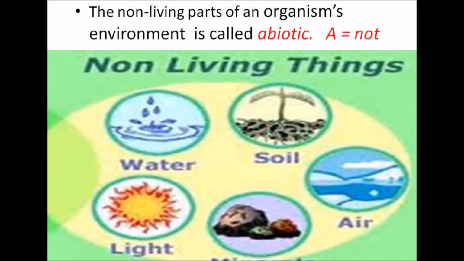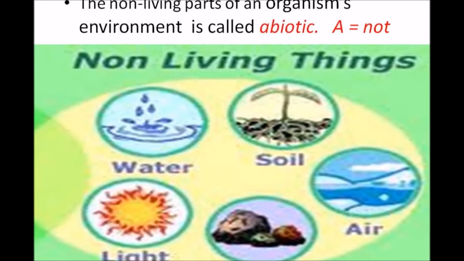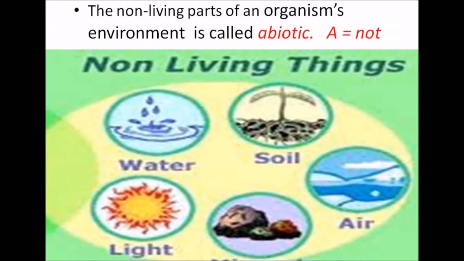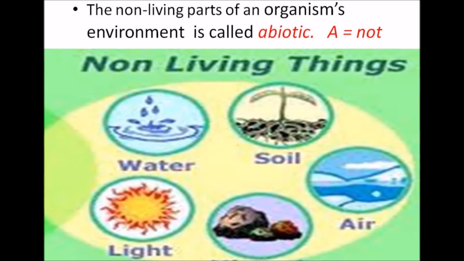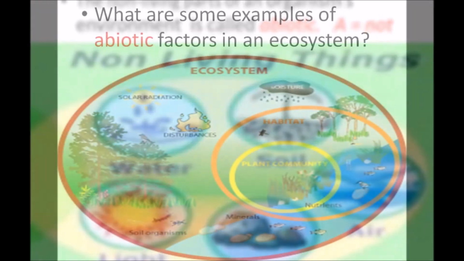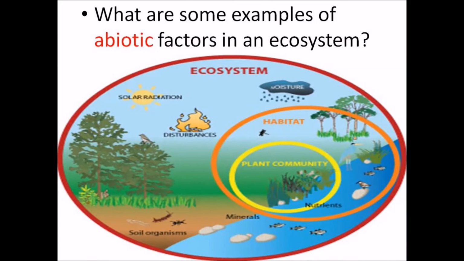The non-living parts of an organism's environment are called abiotic. A means not. Like water, soil, air, minerals and light, which is very important for every living thing. What are some of the examples of abiotic factors in an ecosystem? As we know, water, minerals, nutrients, solar radiation, disturbances, nature, soil organisms, minerals, nutrients, plant community, habitats, all these are important.